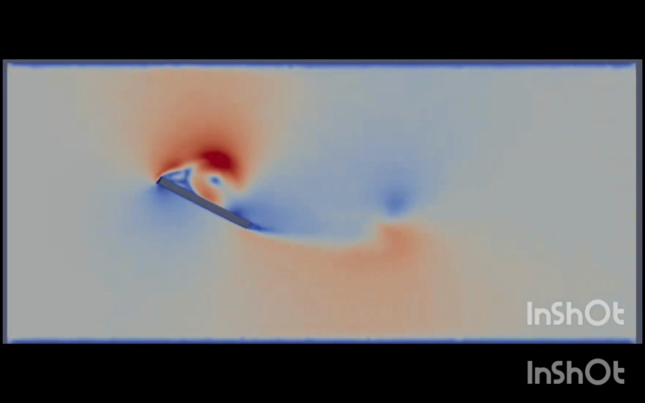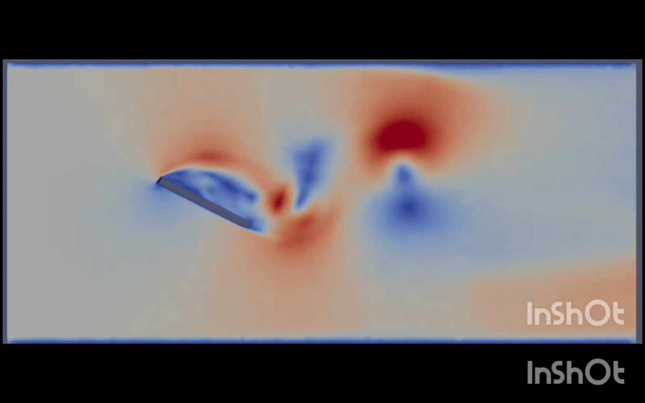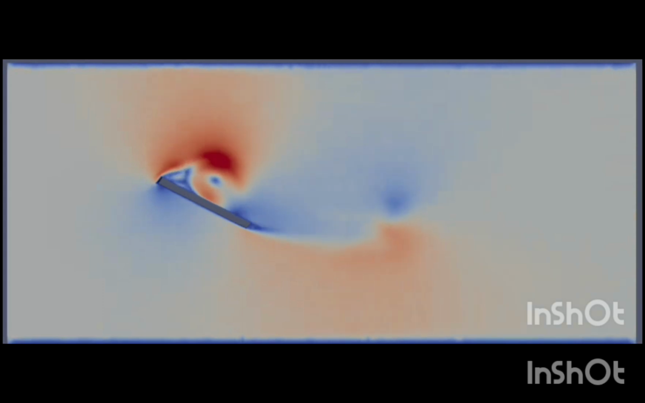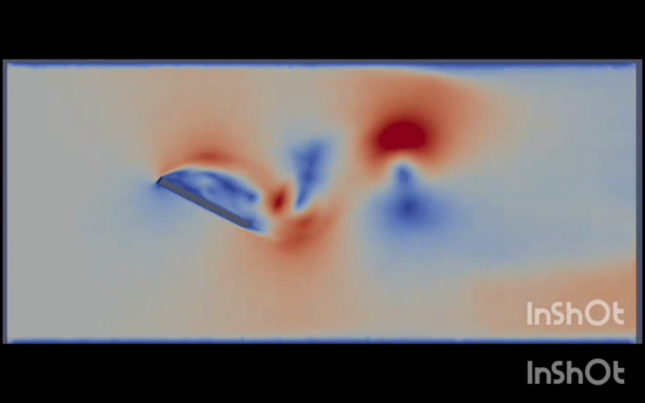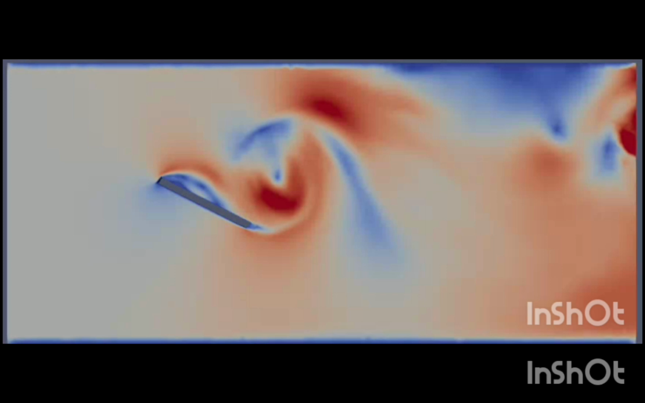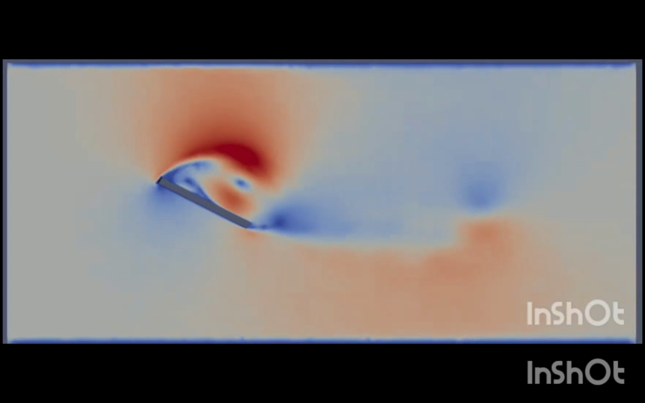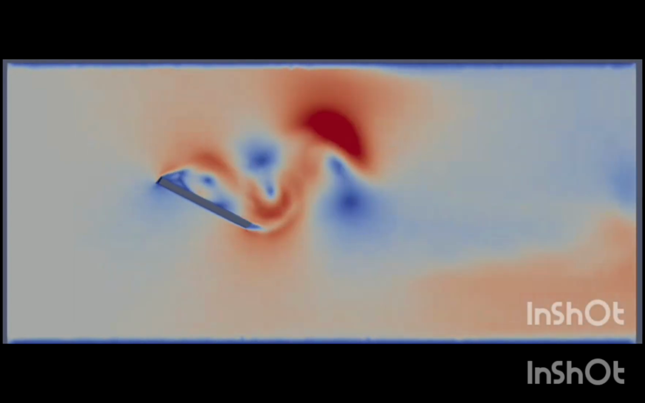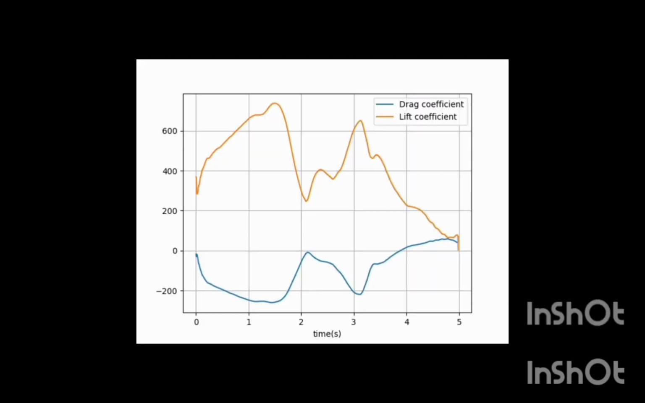Here again turbulence increases for v equals 8, and we can see high turbulence frequency in the plotted curve. In the end, for v equals 10, the turbulence is very high, and the plots also show this.